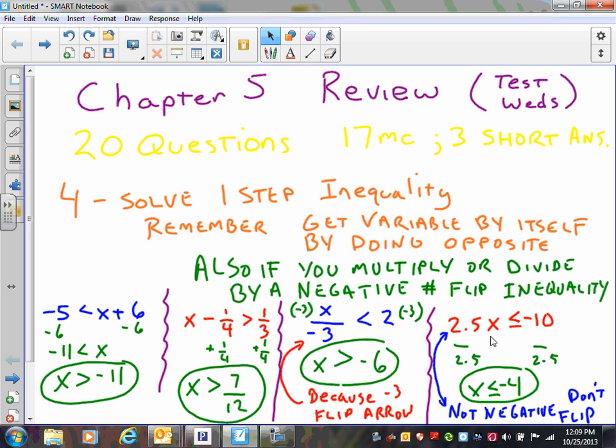Here, I got 2.5x is less than or equal to negative 10. This is positive, so I don't have to flip the arrow. I divide both sides by 2.5. I get x is less than or equal to negative 4.